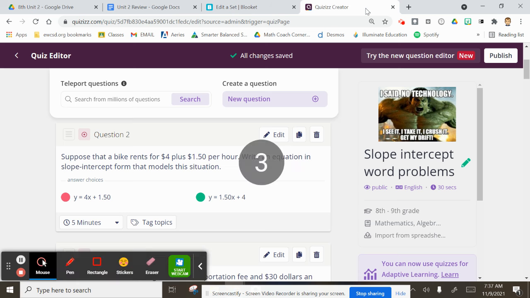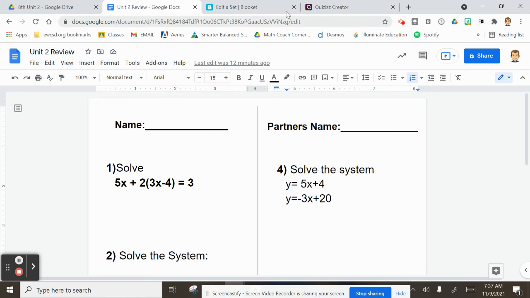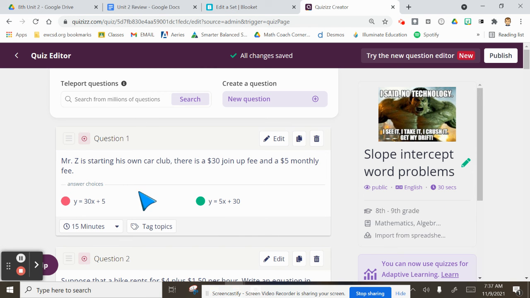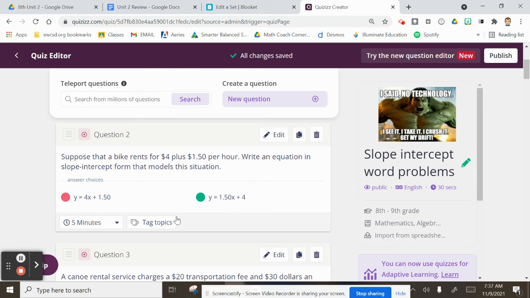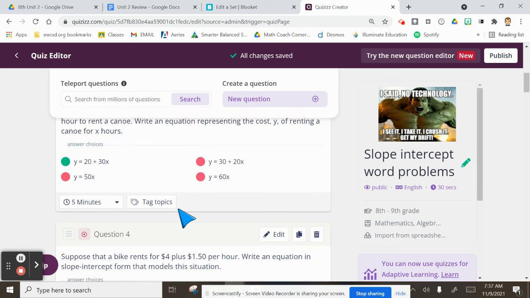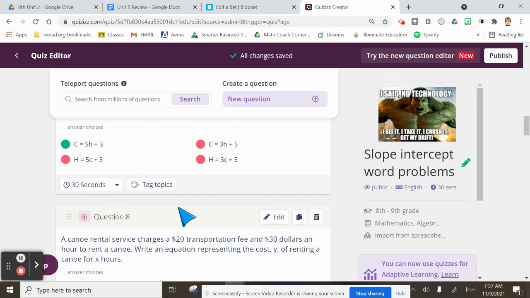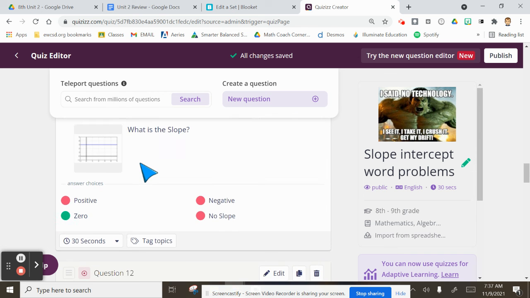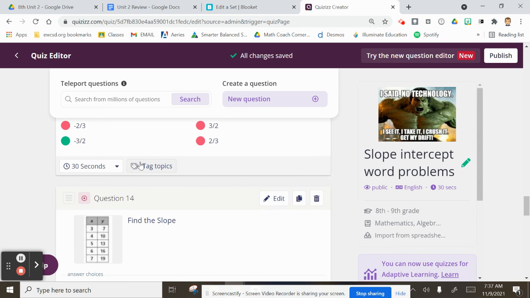And as you finish your Jeopardy questions on that sheet, your homework is this quizzes. And the quizzes is actually pretty simple, but I want to make sure you finish it. Okay. Suppose the bike rents for $4 plus 150 per hour. Super simple, 2 options. But as you keep going down, you're going to see some other questions. What type of slope? That's pretty simple. But what about questions like this where it says find the slope and you actually have to plug it in?